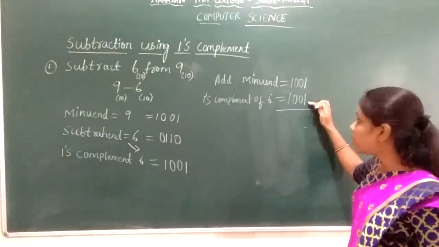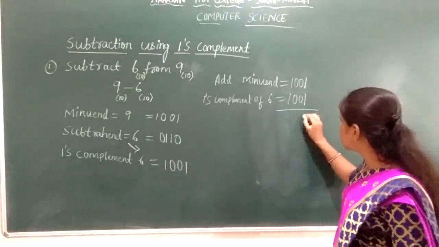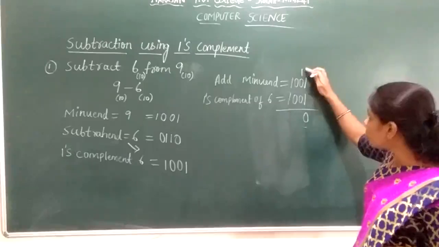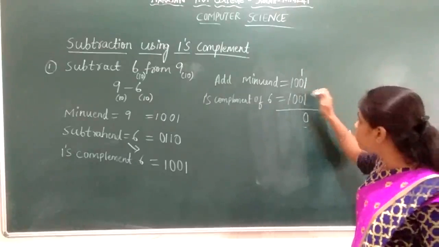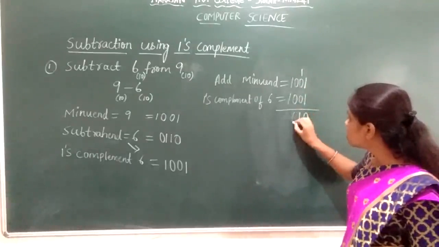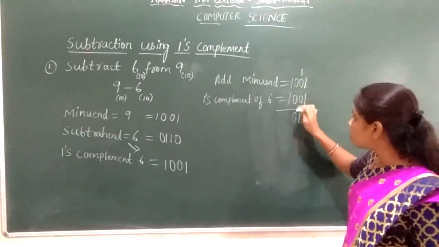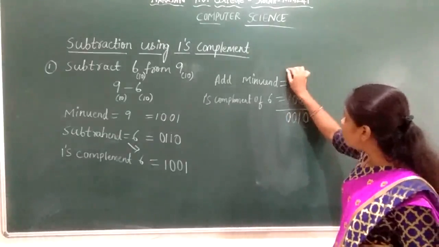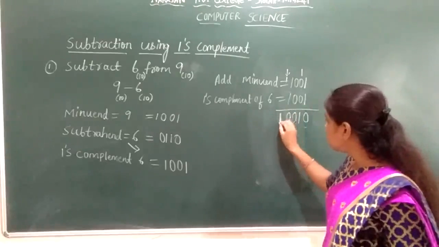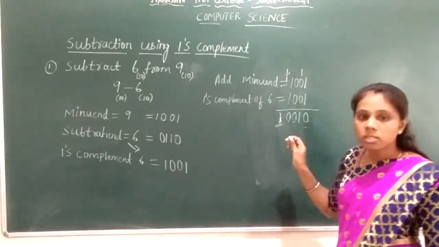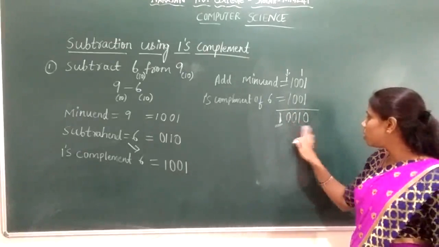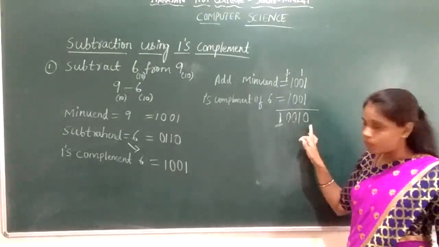1 plus 1 is 0 with carry 1. 1 plus 0 is 1, and 1 plus 0 is 1. 0 plus 0 is 0. Again 1 plus 1 is 0 with carry 1. So you are getting a carry here. When you get a carry, you need to add this one carry back to your LSB.